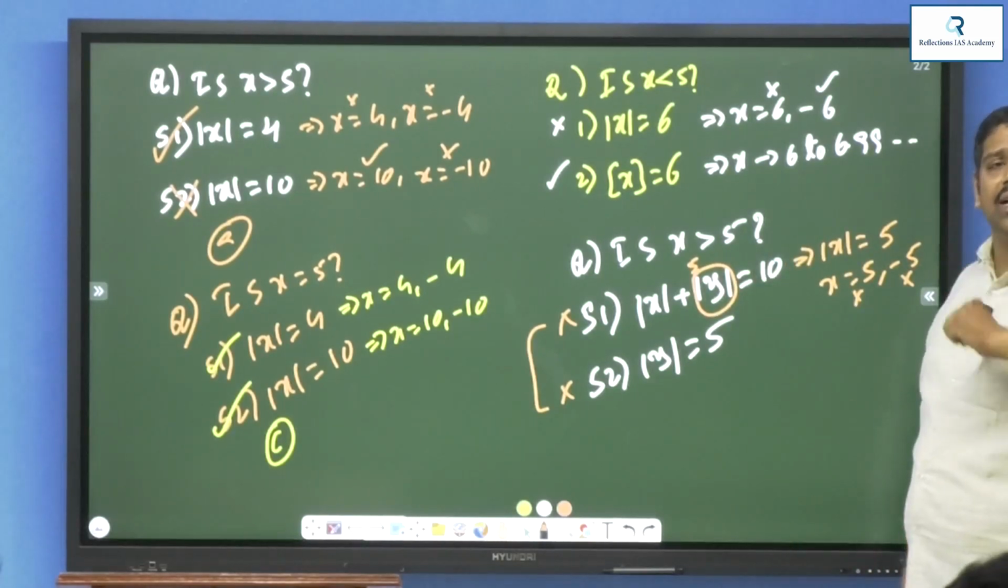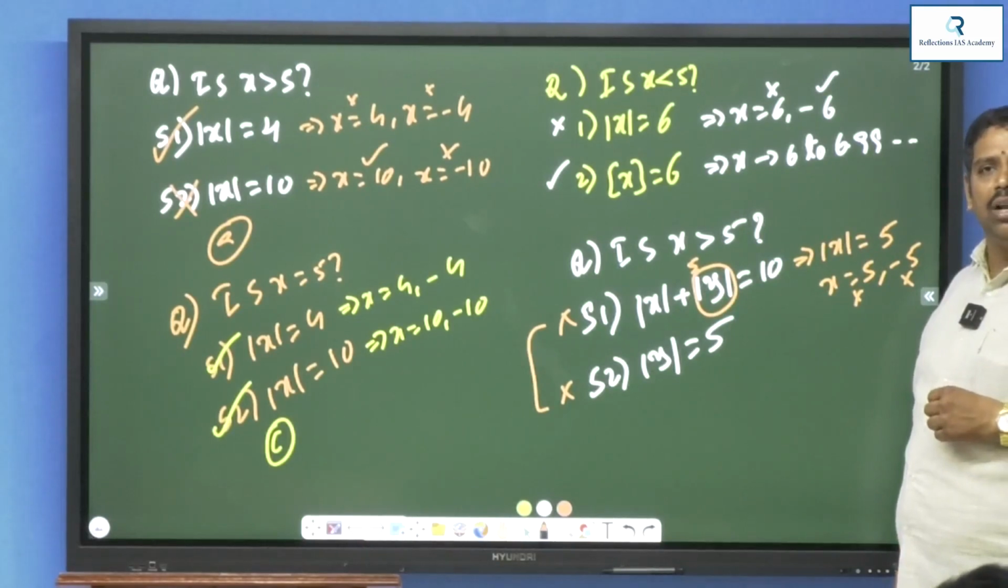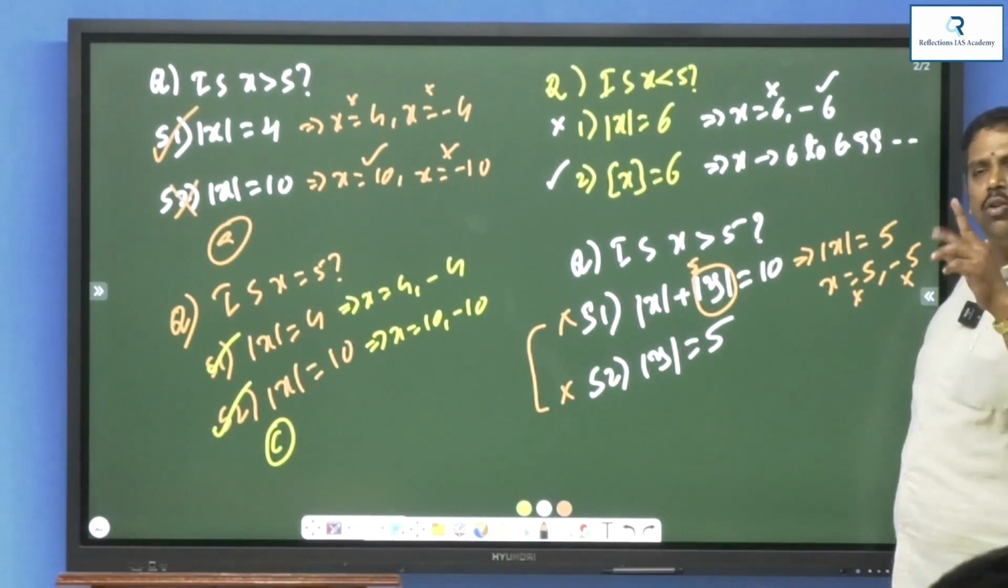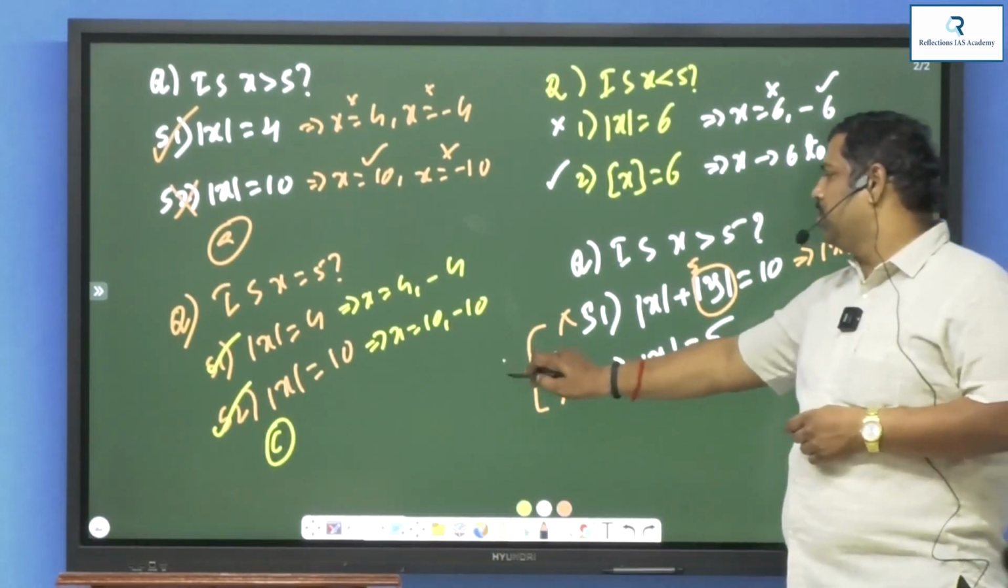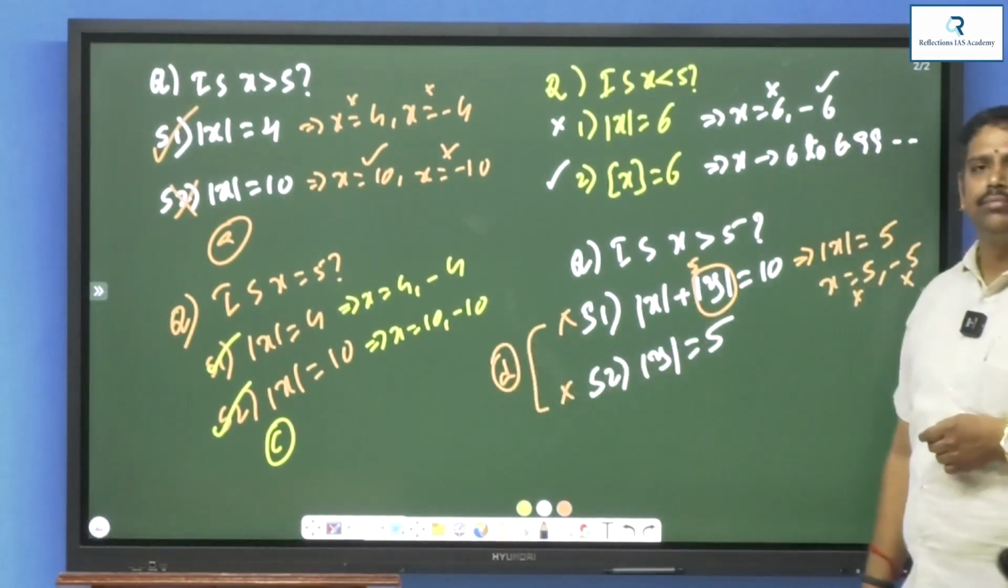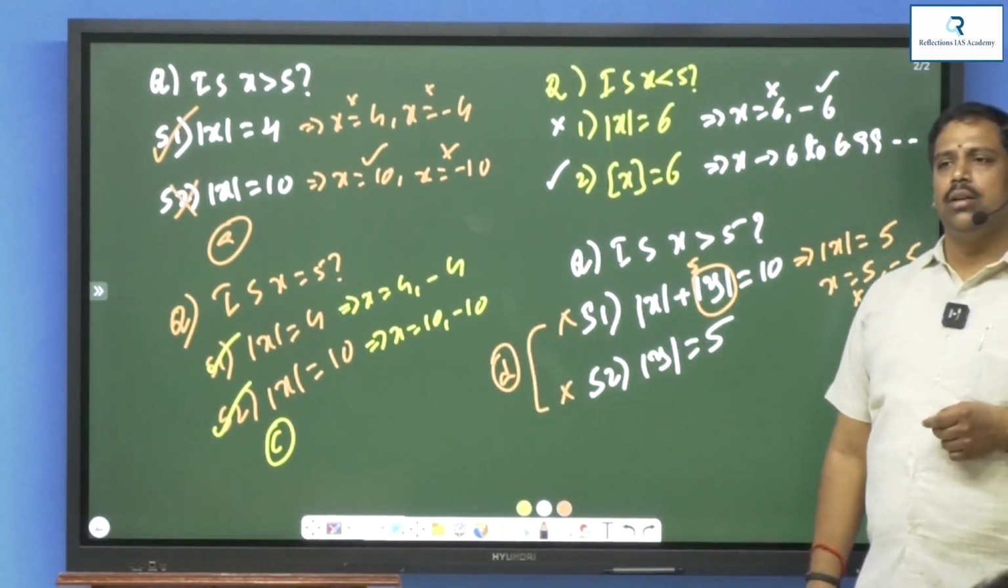When I have concluded that, say it loudly. First one or second one or together? Together means what is the answer? D for Delhi. Clear?